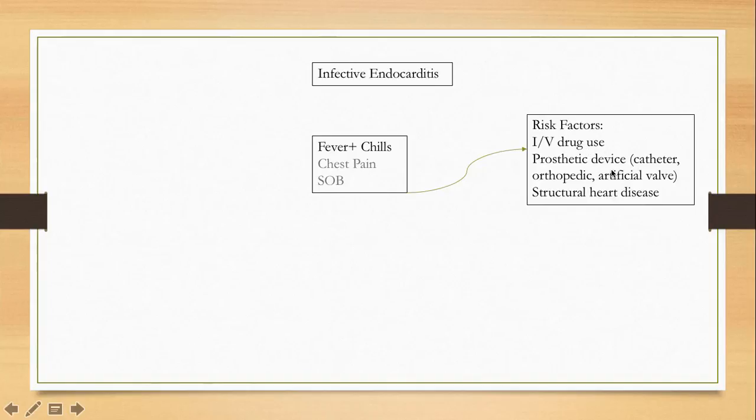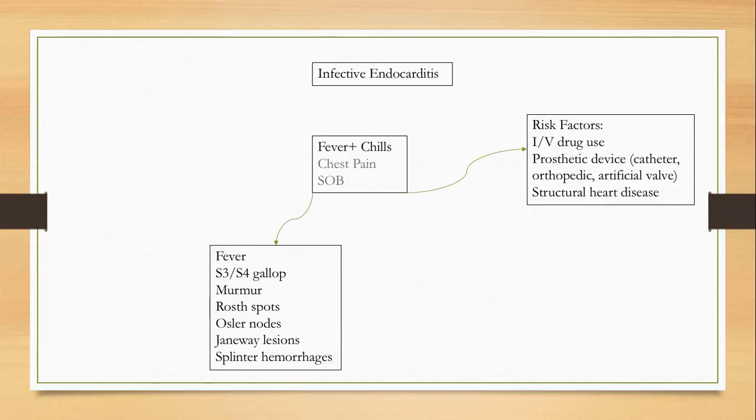Then patients who have prosthetic devices, for example, a patient who's already hospitalized and has a catheter or a foreign body of any sort. And it doesn't have to be a fancy foreign body. It can be as simple as a PICC line, which is the peripheral intravenous catheter. They are at risk for developing infective endocarditis. Patients who have structural heart disease, for example, a bicuspid valve or something, they can also develop infective endocarditis.